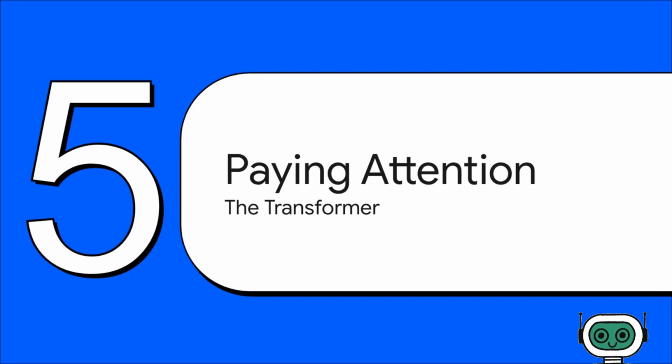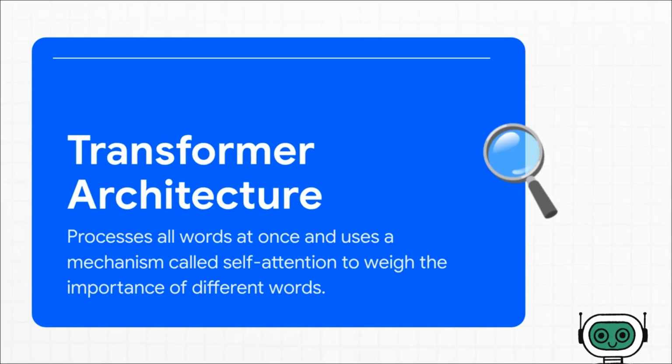The entire field was looking for the next big thing, and in 2017, it arrived. A totally new design that didn't just make things faster, it completely changed how models understood context. And that design is the transformer. It was a complete game changer. Unlike an RNN, a transformer looks at every single word in the sentence at the exact same time. This is huge for training speed. And the secret ingredient that lets it do this is a mechanism called self-attention.